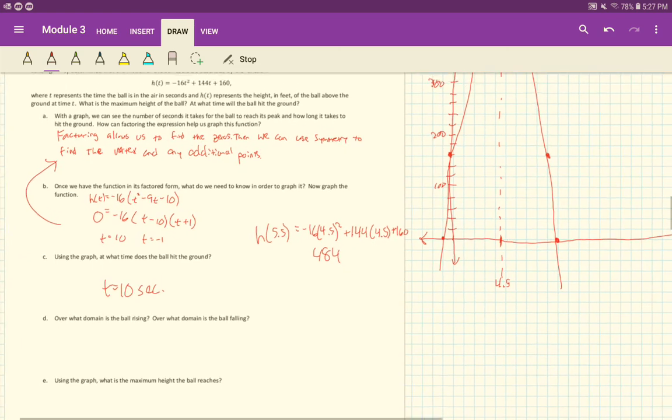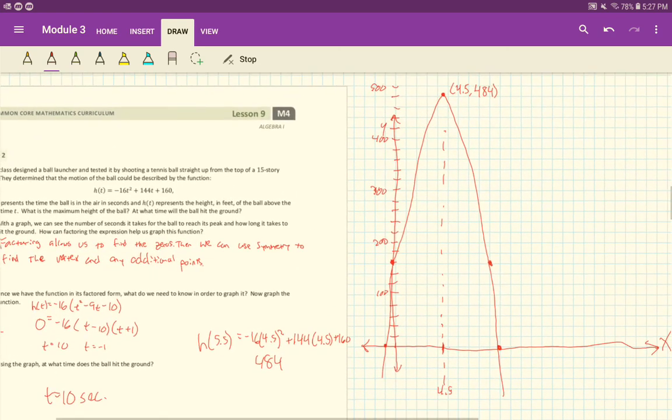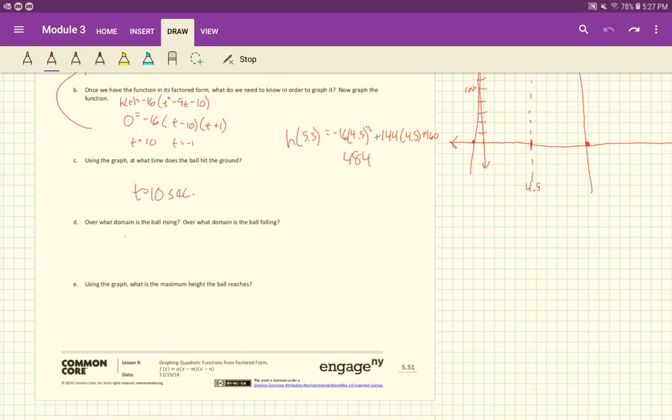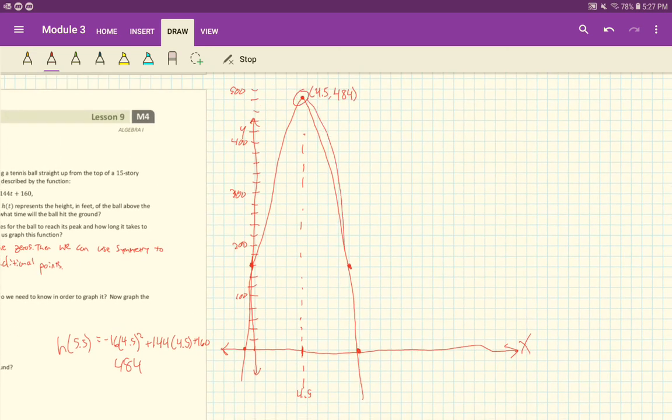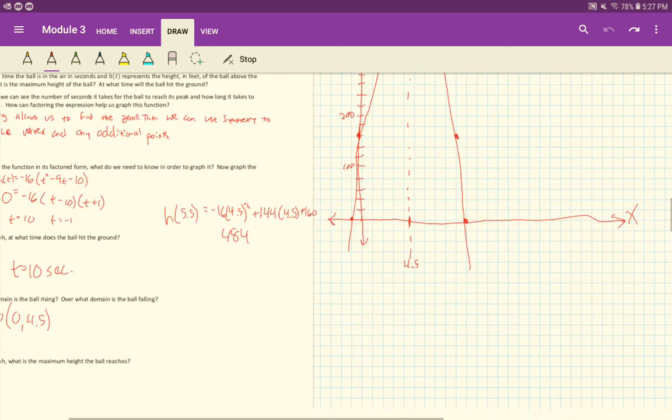Over what domain is the ball rising? It's rising on this section of the graph. But technically we should not include the negative part. So we'll say from this point right here, which is at time 0, up to this point, which is 4.5. So from 0, and we'll include the 0, to 4.5. Actually, we should exclude the 0. When is the ball falling? It starts falling at 4.5 and stops falling when it hits the ground, because it's not falling anymore once it hits the ground. So that would be at time 10.